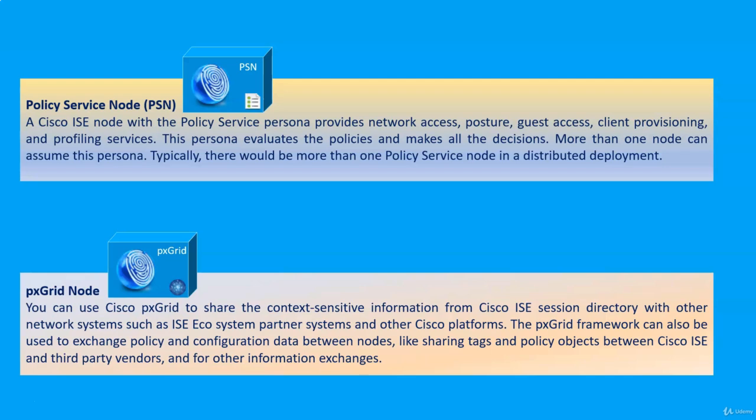Cisco pxGrid can be used to share context-sensitive information with Cisco ISE ecosystem partner products such as McAfee, Logrhythm, Infoblox, Rapid7, Checkpoint, Firepower, StealthWatch, WSA, DNAC, and so on.